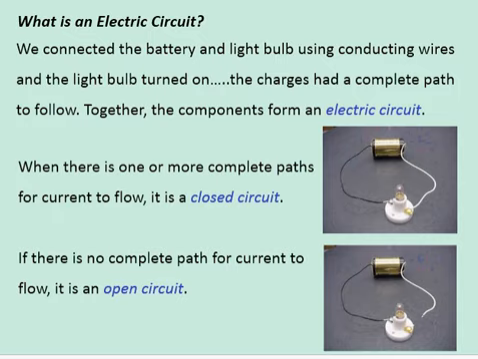When you have a complete path, in order to allow that current to flow and for the energy to be transferred from the battery to the object in the circuit, you have a closed circuit. If for some reason one of your wires breaks or everything is not connected as needed, there's no complete path for any current to flow. So even though you have the required objects, you have the battery, you have the light bulb, and you have the wires, if they're not all connected so that current can flow, you have an open circuit.